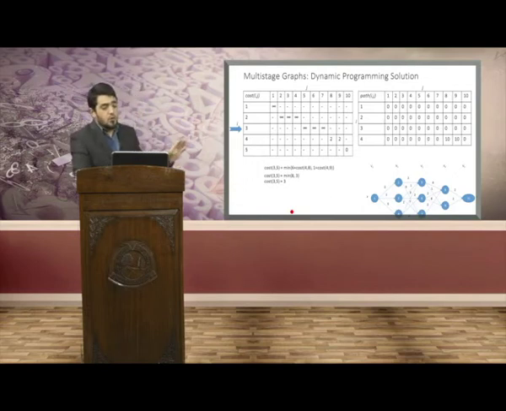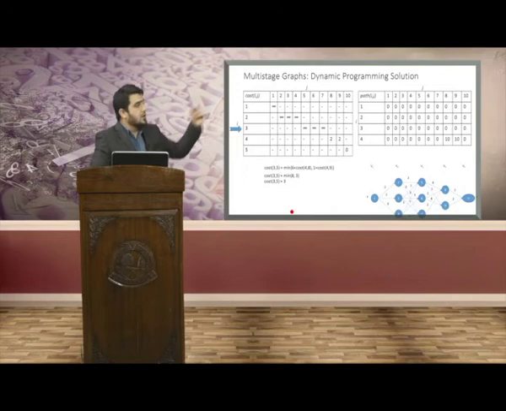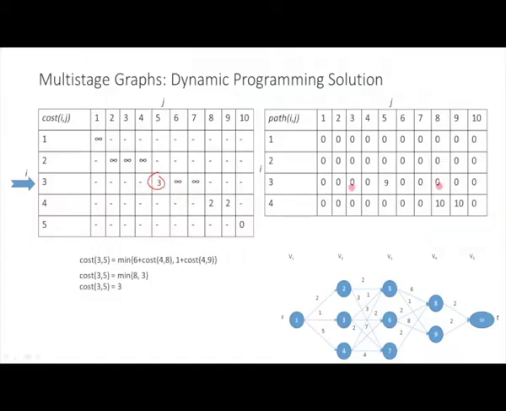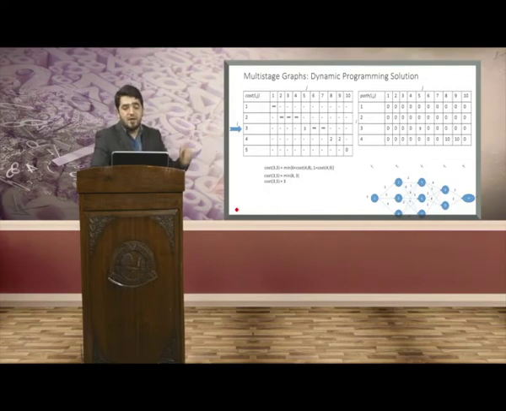So we'll store this cost, this 3, in our cost array for node number 5 in stage number 3. We'll also store the node that we use to make this decision in the path array. So we have stored 9 for stage number 3 and node number 5. Now similarly, we'll make a decision for node number 6 in the same stage.